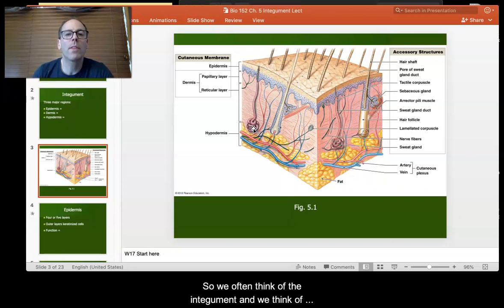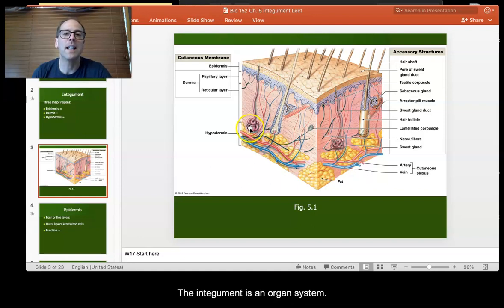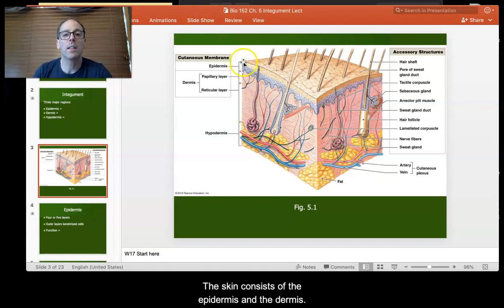So we often think of the integument and we think of the skin. The skin is an organ. The integument is an organ system. So the skin consists of the epidermis and the dermis. So those two parts are the skin.